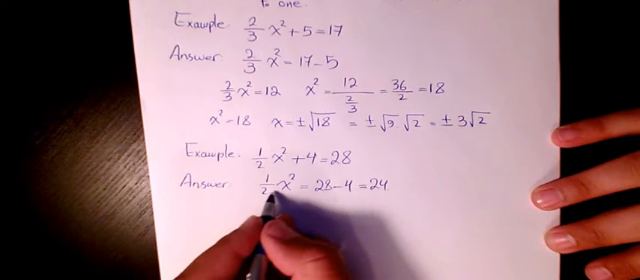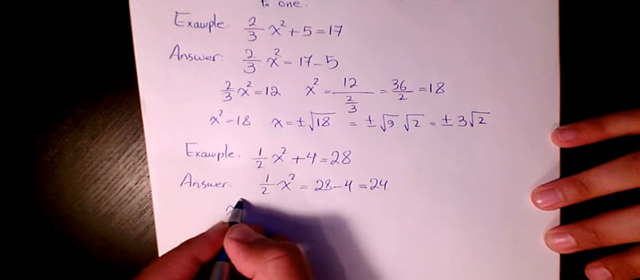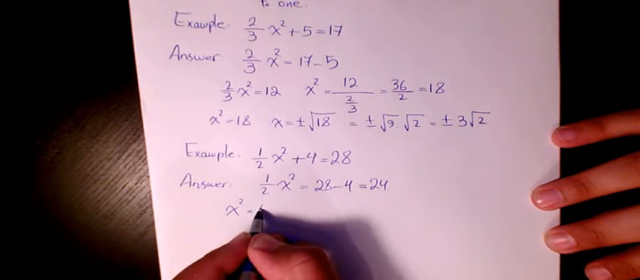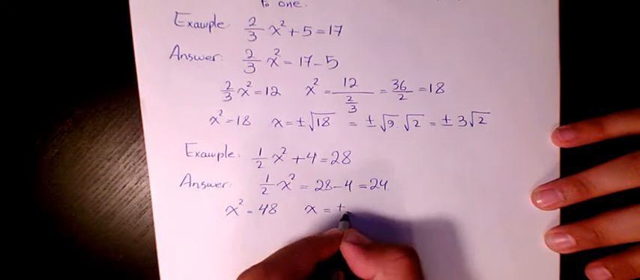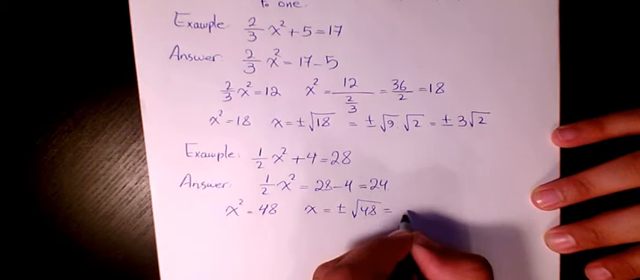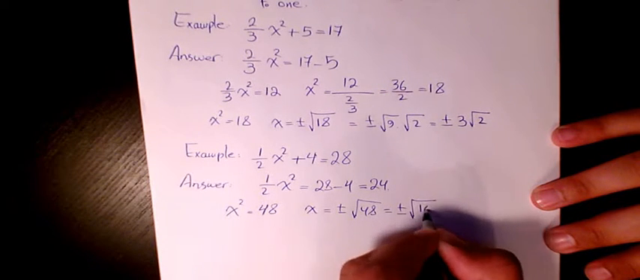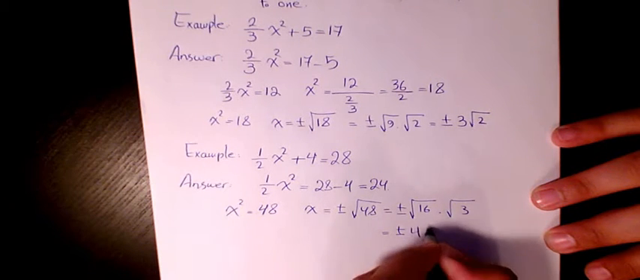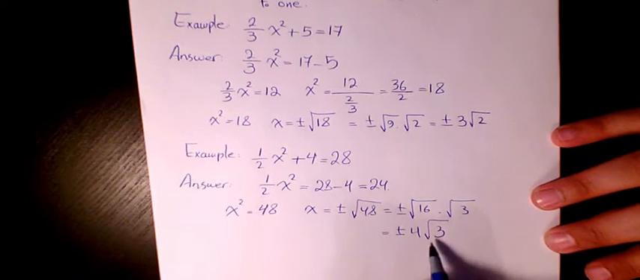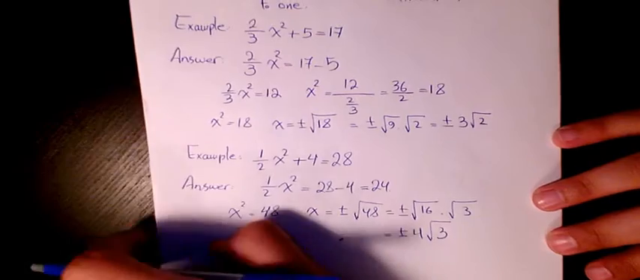And then 1/2 x squared is 24, so it means that x squared will be 2 times 24, which is 48. So x will be plus or minus the square root of 48, which is plus or minus the square root of 16 times root 3, or plus or minus 4 root 3. So again, there are two answers. One of them is plus 4 root 3, the other one is negative 4 root 3.